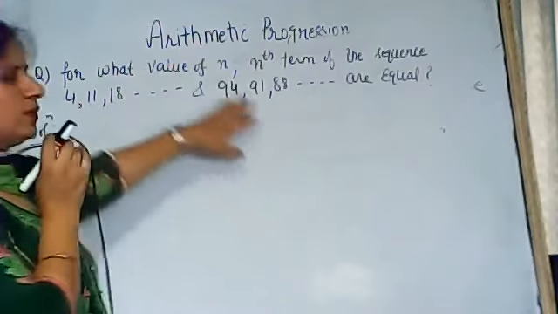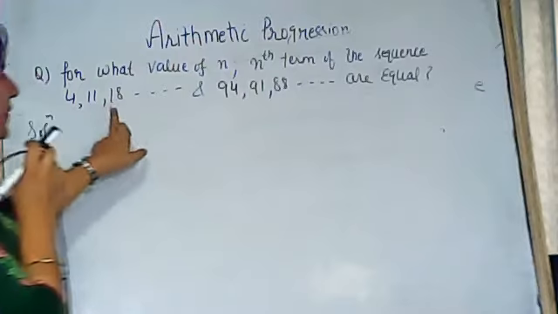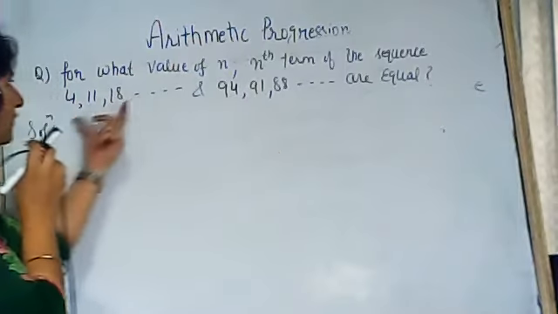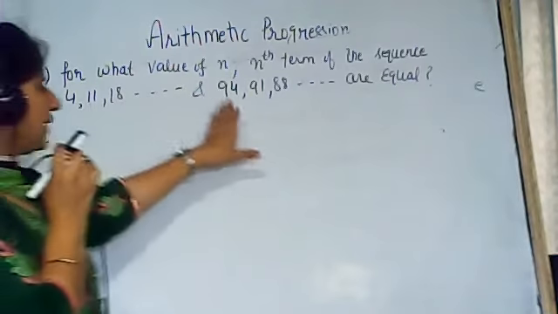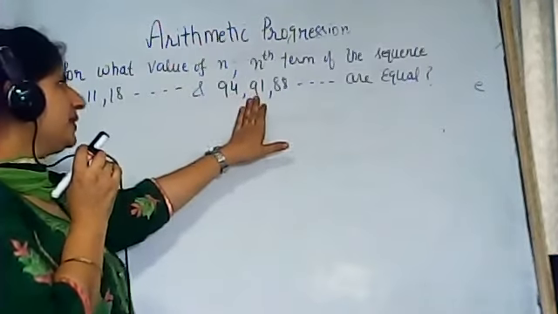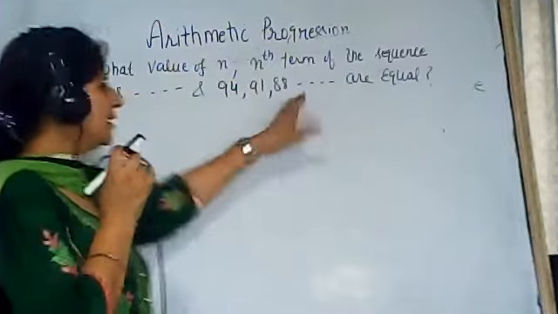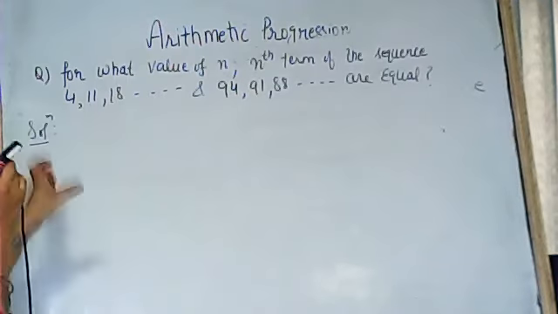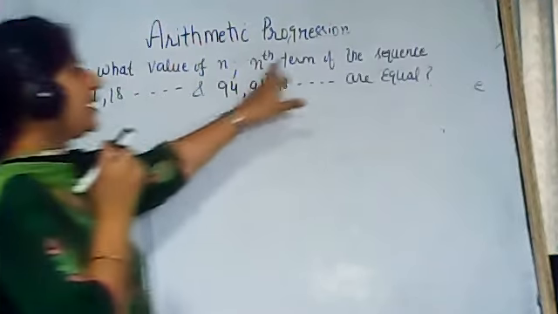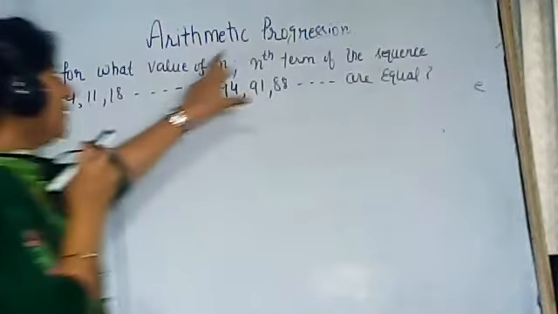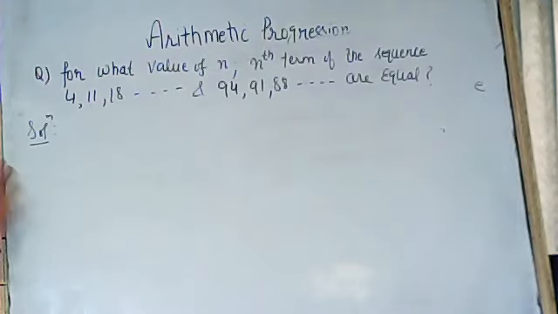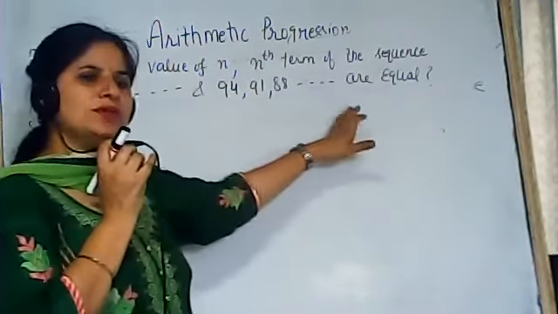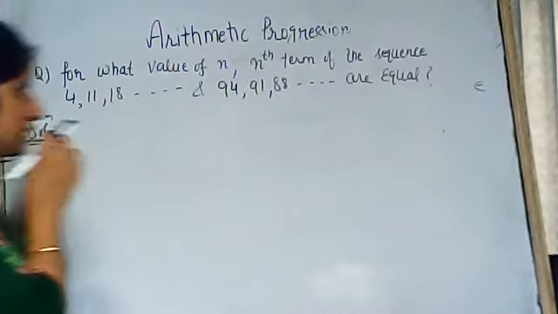So first of all, please have a look at the statement. We have given two sequences. The first sequence is 4, 11, 18 up to so on. And the second sequence is 94, 91, 88 up to so on. The two sequences are given and we want to find out if their nth term are equal, then we have to calculate the value of n. For what value of n, meaning which value of n, will the nth term of both the sequences be equal? So this is our next question.